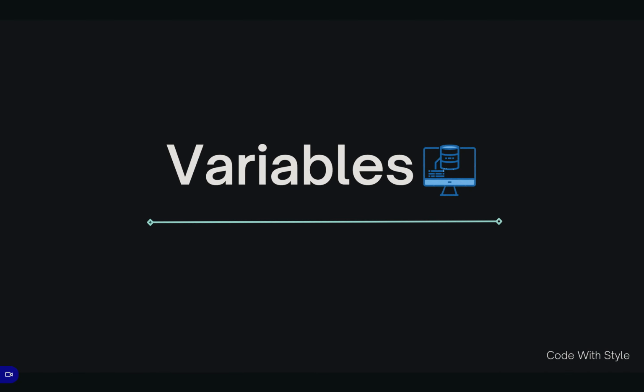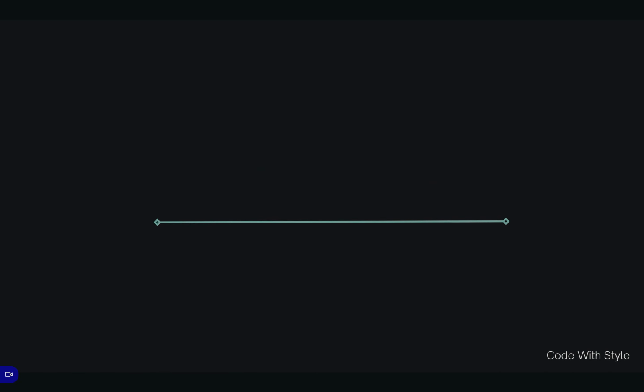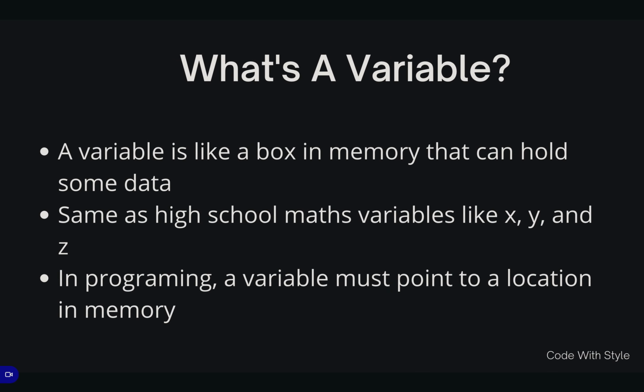Hey guys, in this video we'll be learning about variables. So what's a variable? A variable is like a box in memory that can hold some data. It's the same as in high school math, where we have variables like x, y, and z. In programming, a variable must point to a location in memory.